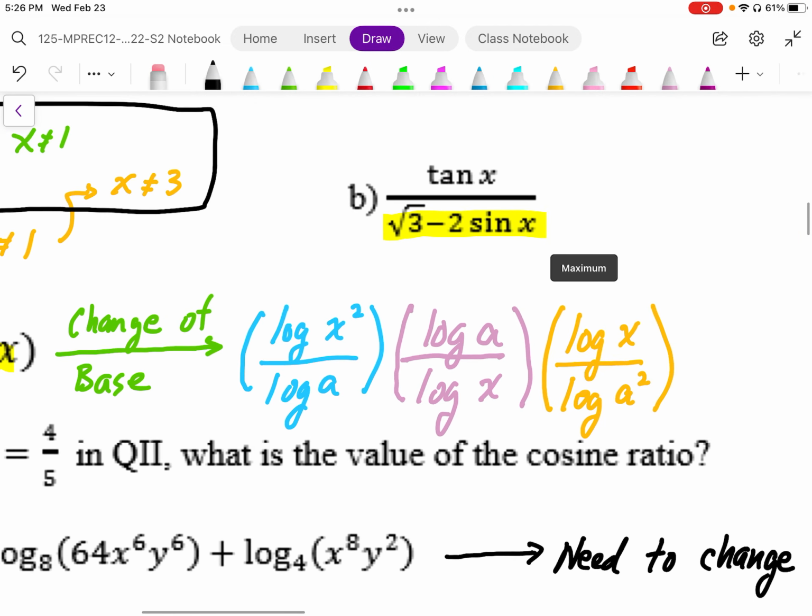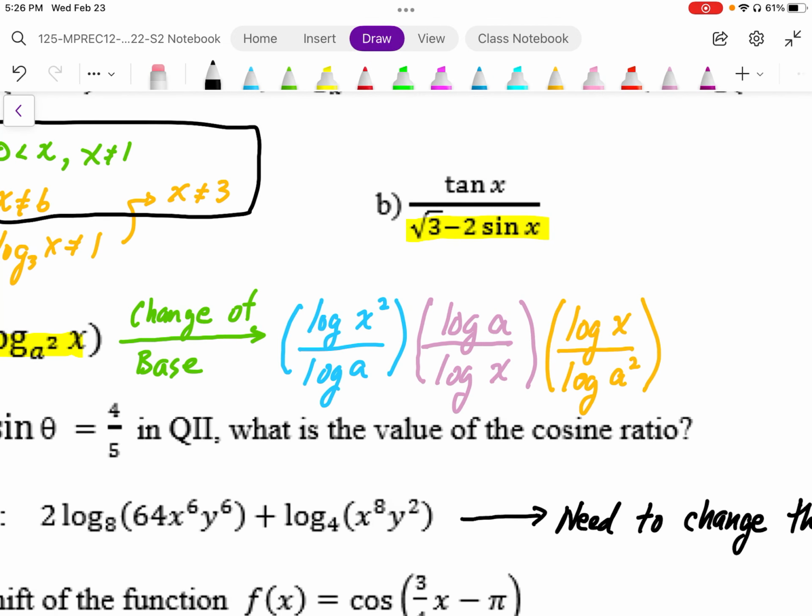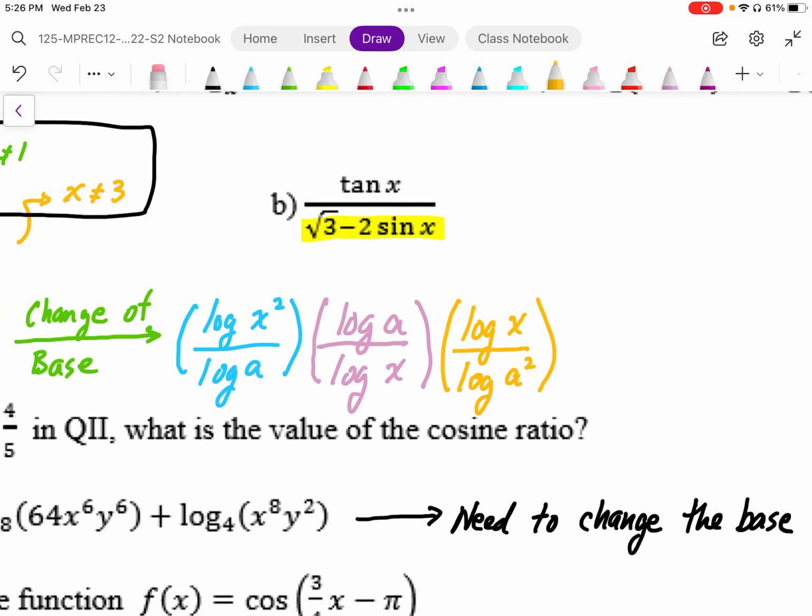Looking at B, we have only the restriction of divide by 0, but we also have divide by 0 happening with tan, because remember that tan is a quotient function. So our first restriction is going to be based on the denominator.